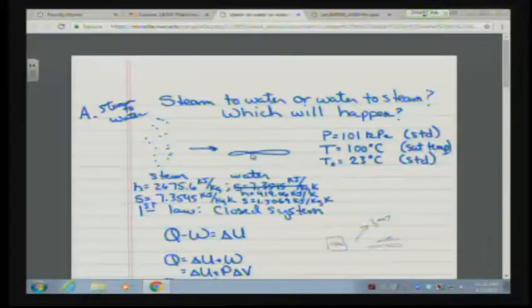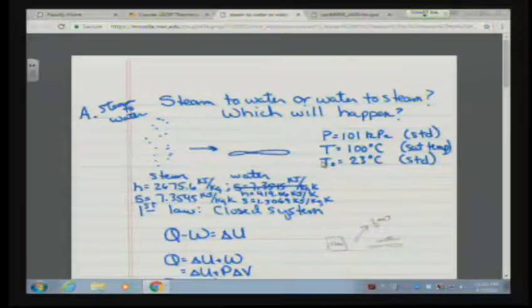Okay? So once again, you look at this, how do you work with this? Steam to water, water to steam, which will happen? That's always what the second law answers. Will this process occur, or which way will it occur? Okay? So here we have steam to water. I've given you the conditions of the steam, the pressure and the temperature, plus this new piece of information that, like I said, we have to have now, which is the ambient temp.